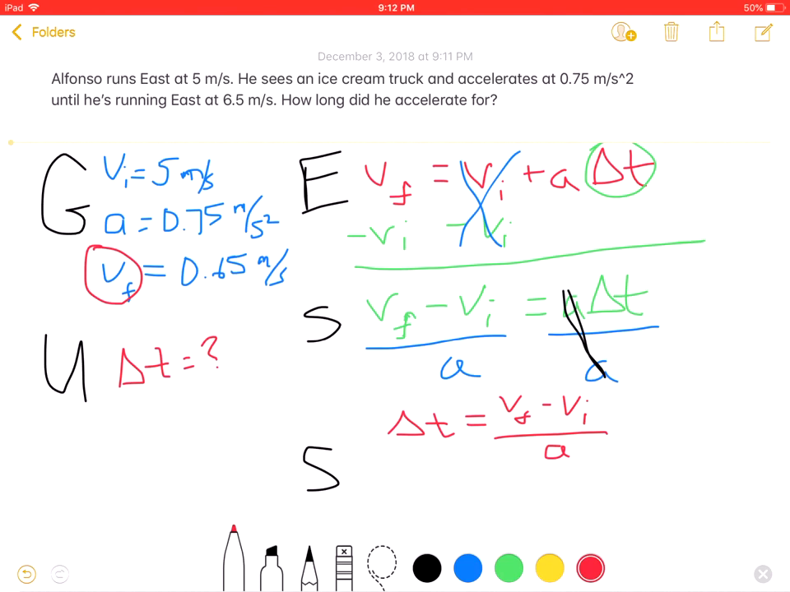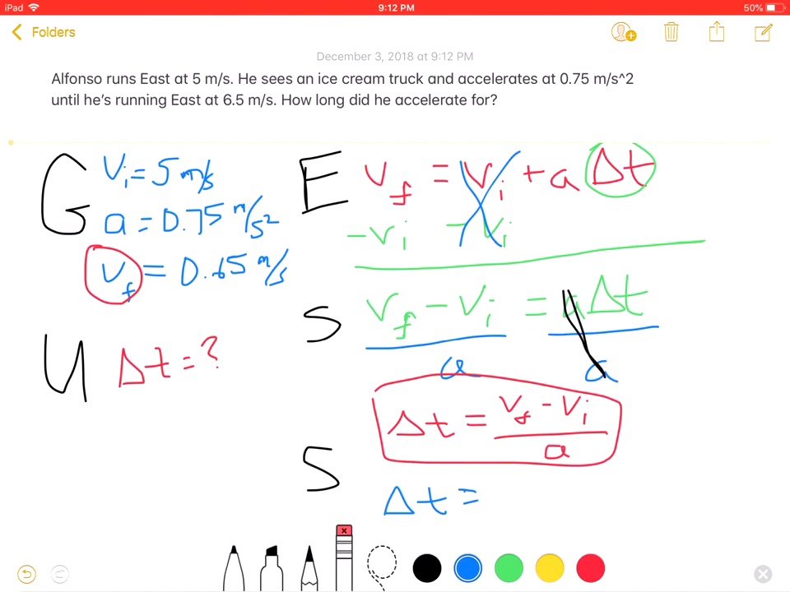Now all we need to do is deal with the last S. Since we have our unknown solved for, we have an equation for delta t, which is right here. So now all we're going to do is move on to the last S, and we're just going to plug in our numbers. So we're going to plug in VF, which is 6.5. Seems to have written 0.65. Let me just fix that real quick. 6.5. If that's not clear, it looks a little weird, but it's 6.5. So we're going to plug it in.